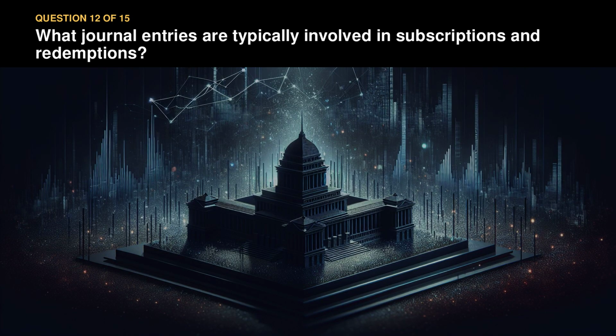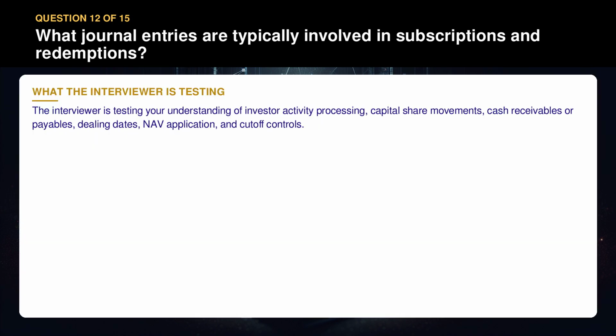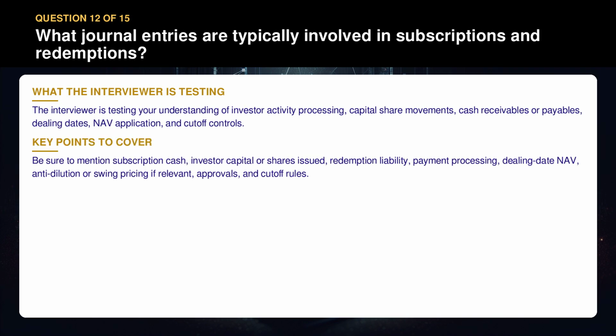Question 12. What journal entries are typically involved in subscriptions and redemptions? The interviewer is testing your understanding of investor activity processing, capital share movements, cash receivables or payables, dealing dates, NAV application, and cutoff controls. Be sure to mention subscription cash, investor capital or shares issued, redemption liability, payment processing, dealing date NAV, anti-dilution or swing pricing if relevant, approvals, and cutoff rules.